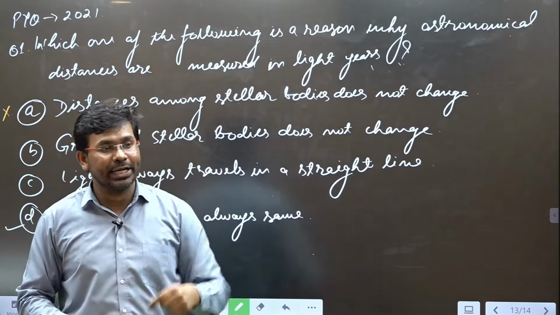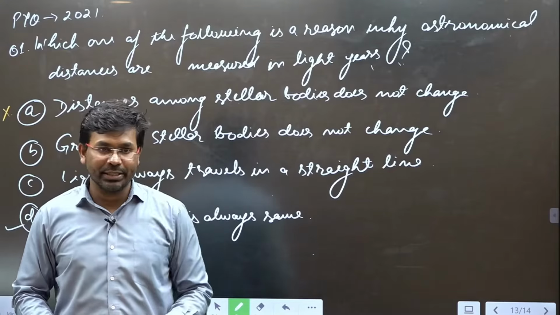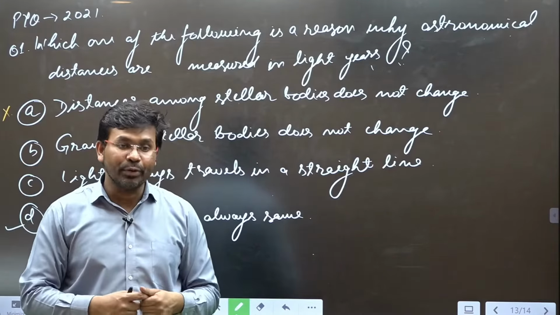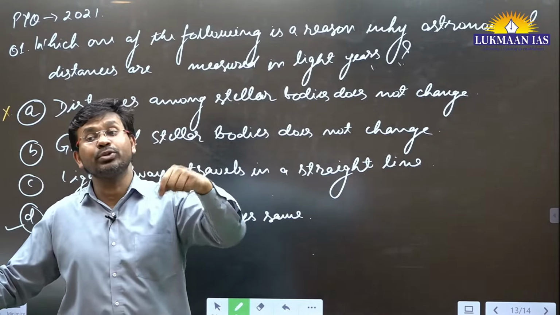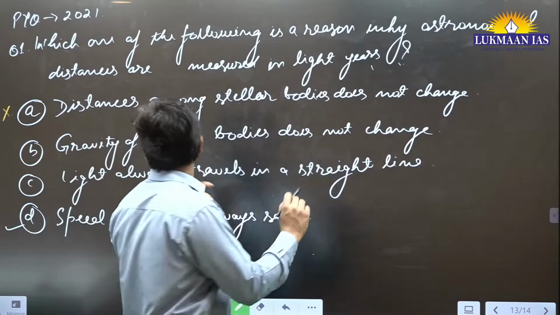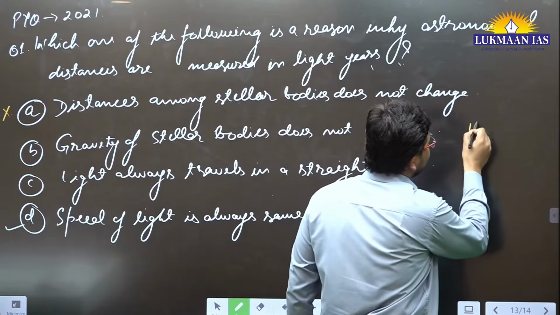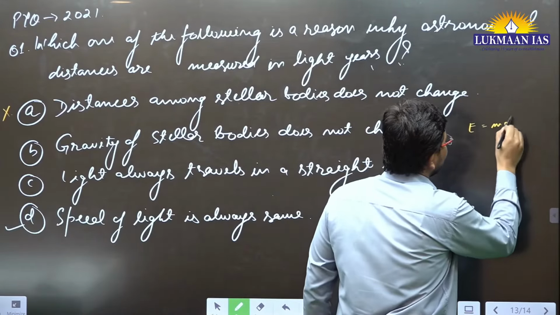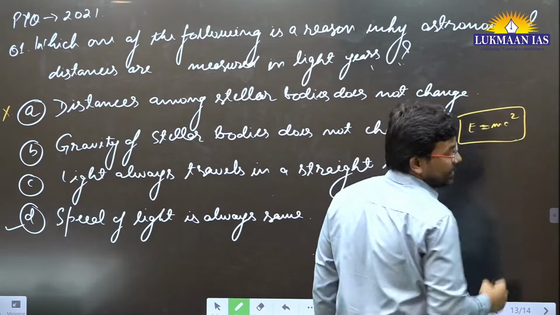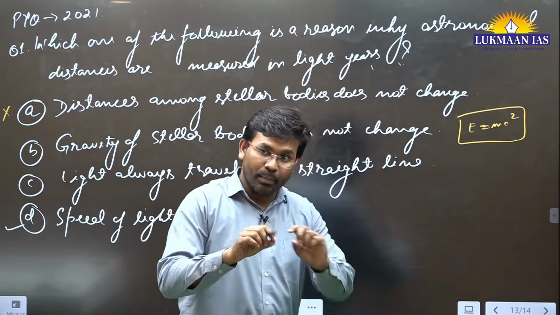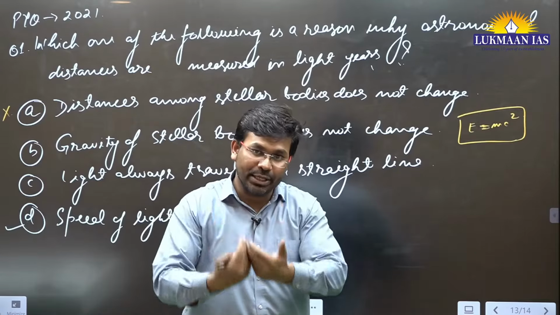Reactions are happening. What reactions? Nuclear fusion reaction is happening. Because of the nuclear fusion reaction, atoms are coming together and releasing a huge amount of energy. Energy is generated because mass is getting converted into energy, E is equal to mc square. So mass is reducing, energy is getting generated.